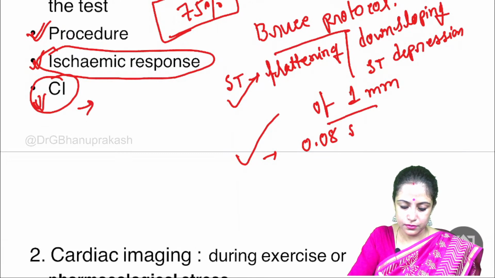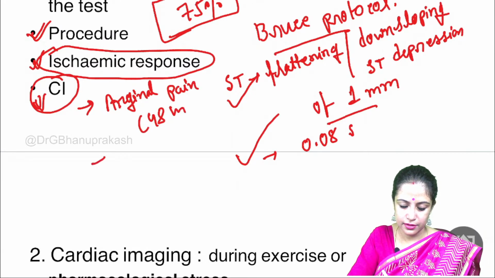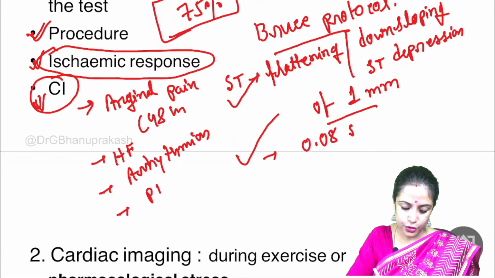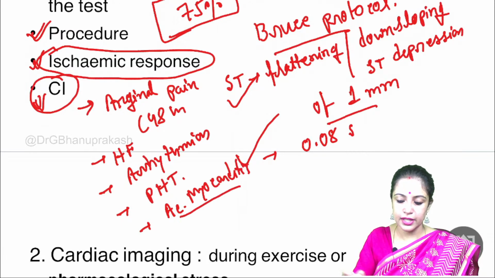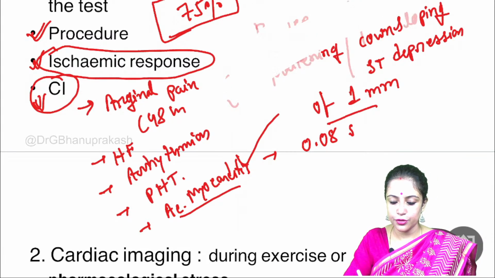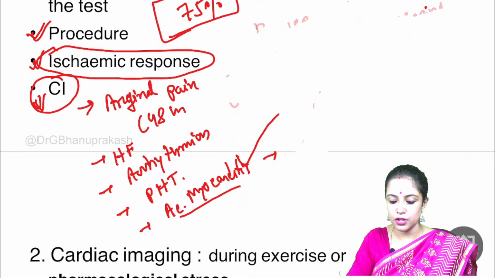Contraindications will be: anginal pain in the last 48 hours, uncontrolled heart failure, uncontrolled arrhythmias, severe pulmonary arterial hypertension, or acute myocarditis. These are a few contraindications of doing a treadmill test. That also we need to know about.